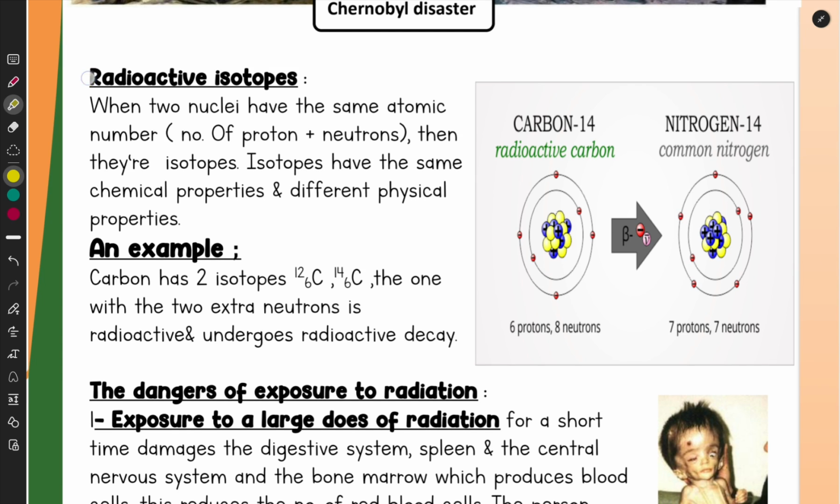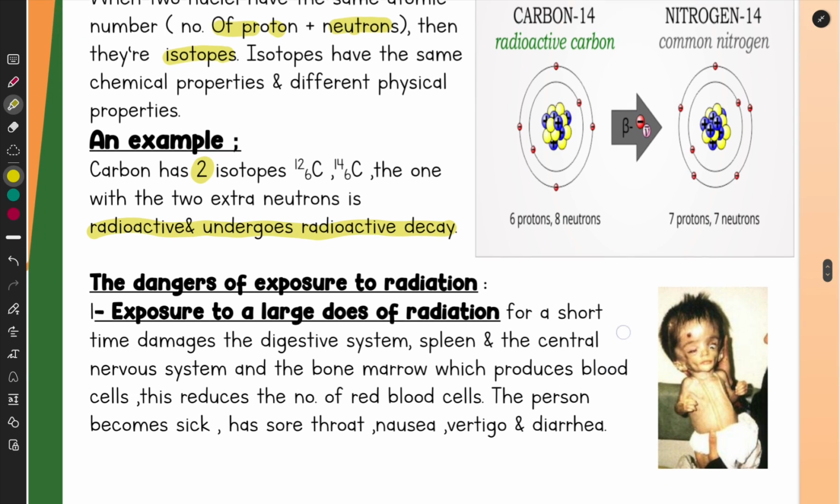What is the meaning of radioactive isotope? When two nuclei have the same atomic number of protons but different numbers of neutrons, then they are isotopes. We can say that they are similar to each other, but the difference is in the number of neutrons. Isotopes have the same chemical properties and different physical properties. For example, carbon has two isotopes, carbon-12 and carbon-14. The one which has two extra neutrons is radioactive and undergoes radioactive decay to lose these two neutrons.